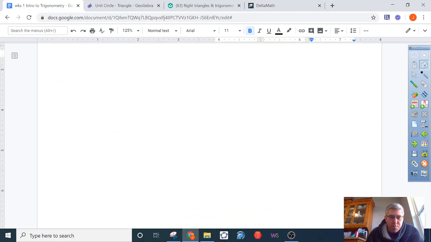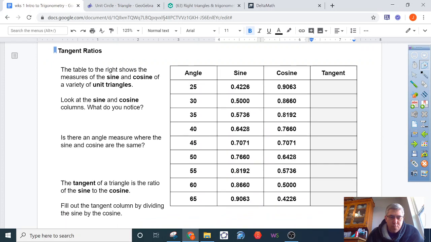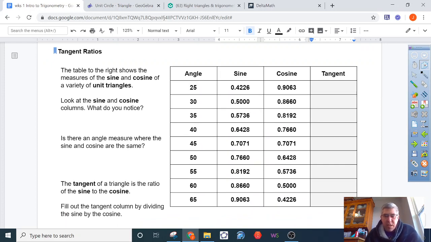All right. In our next video, we're going to talk about tangent ratios.